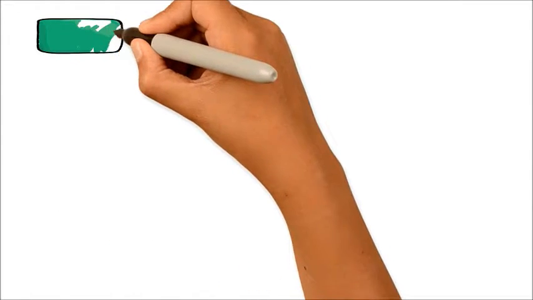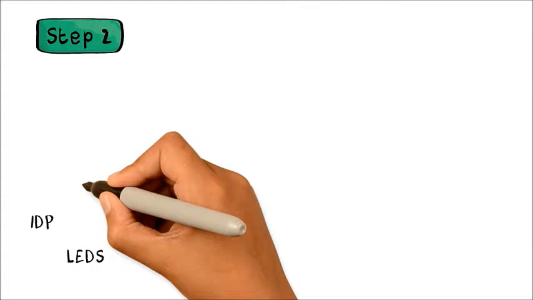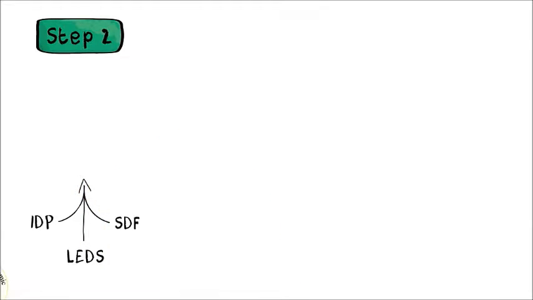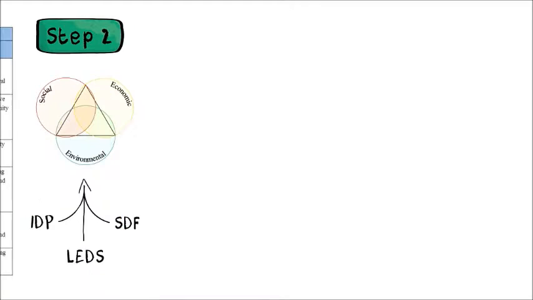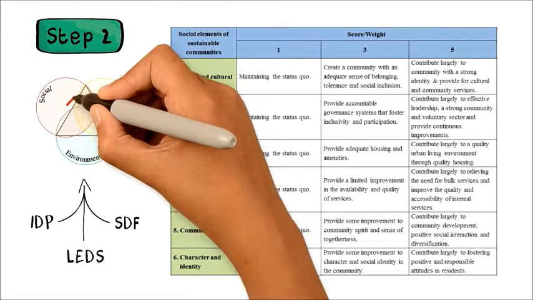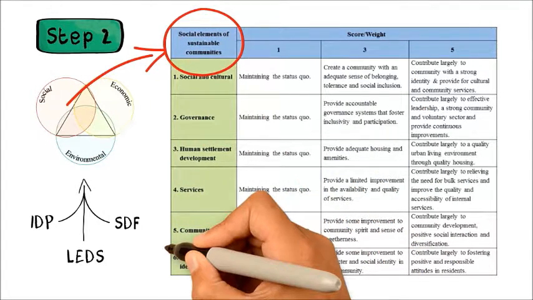The second step of the toolbox evaluated the projects and plans put forward in the development plans of the municipality. The plans used included the IDP, SDF, and local economic development strategy. These plans were selected because of their great importance to community development, as well as the time in which they were reviewed or compiled. The plans were evaluated using Goal Achievement Matrices, or GAMs, which were compiled for each of the 3 pillars of sustainability.